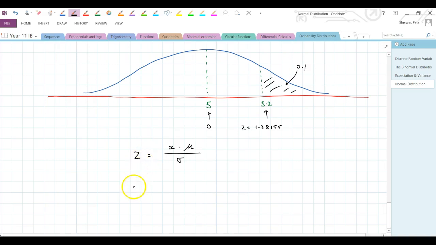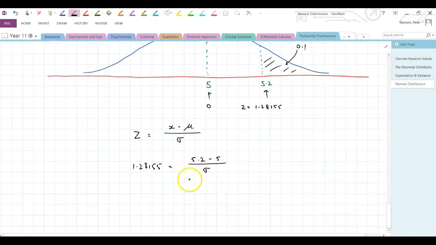Okay, so my z-score is 1.28155. My x is 5.2, that's the score that's being standardized. My mean is 5. I don't know my standard deviation, but I'm about to find out. So I take that across, so I've got 1.28155 sigma equals 0.2. So sigma, my standard deviation, is 0.2 divided by 1.28155.